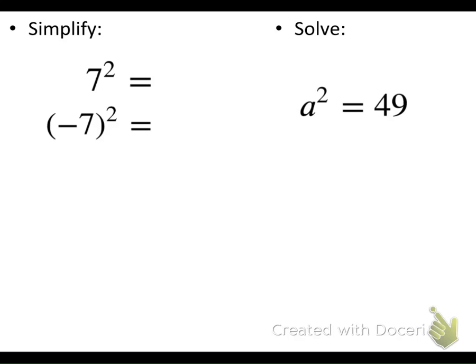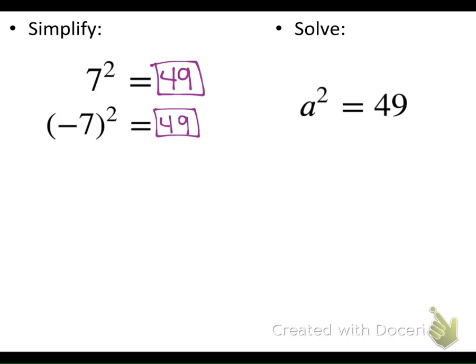So 7 squared, what does 7 squared equal? 49. 7 times 7. Then we have negative 7 squared. So what's negative 7 times negative 7? Positive 49. 2 negatives multiplied together is going to be a positive. Good. So all that's telling us, well, before I answer that, let's solve this one.